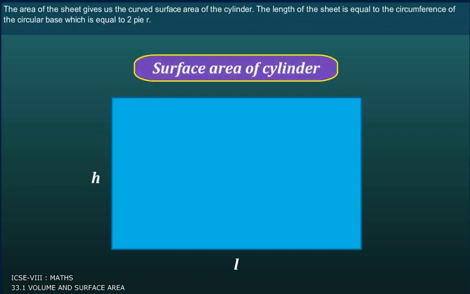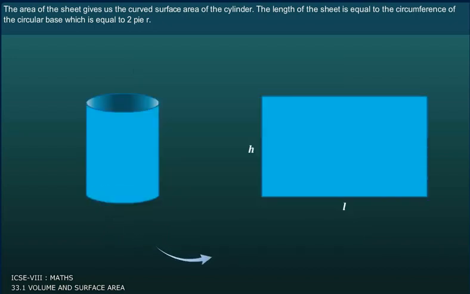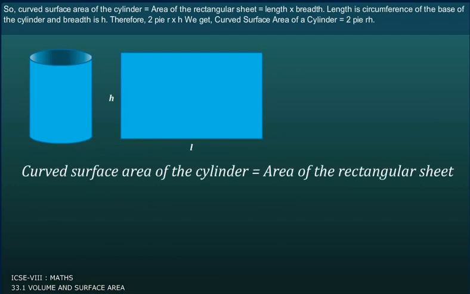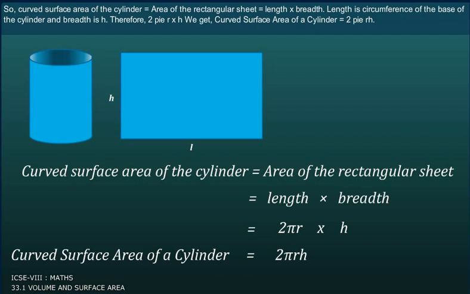The area of the sheet gives us the curved surface area of the cylinder. The length of the sheet is equal to the circumference of the circular base, which is equal to 2 pi r. So, the curved surface area of the cylinder is equal to the area of the rectangular sheet, that is, length into breadth. Length is the circumference of the base of the cylinder and breadth is h. Therefore, 2 pi r into h. We get the curved surface area of the cylinder is equal to 2 pi r h.